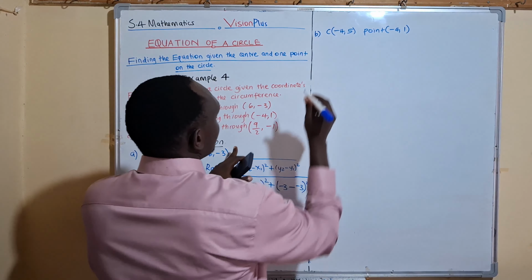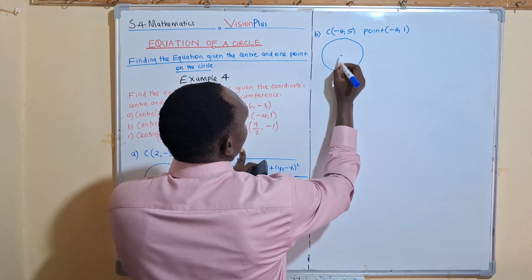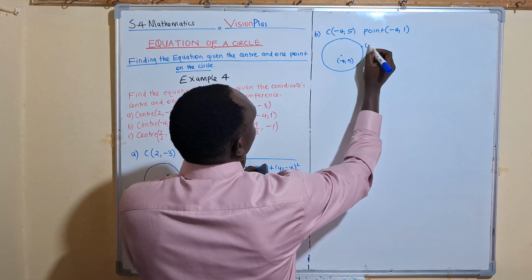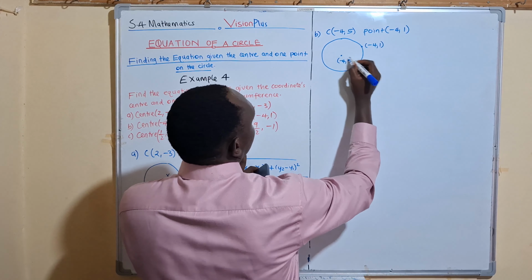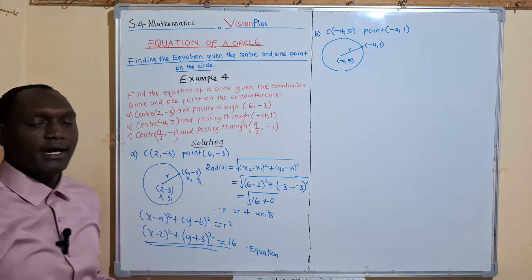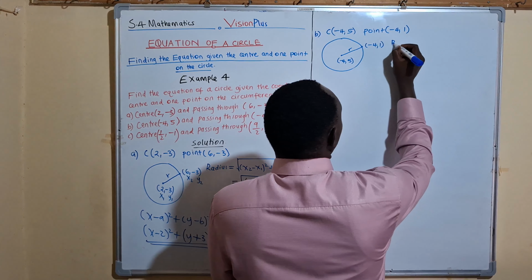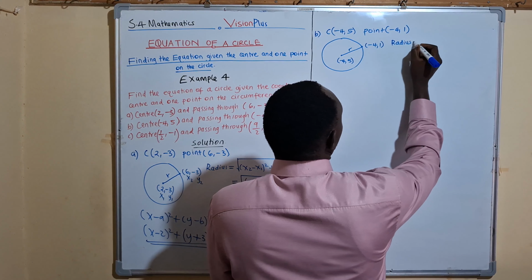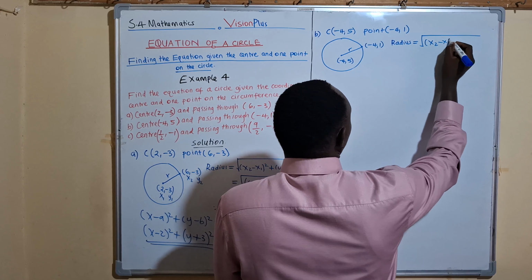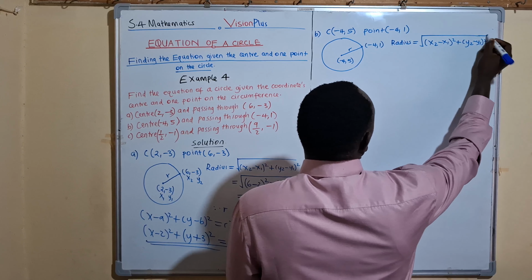So what is the first step? We sketch the circle so that we are guided. This is the center, coordinates (-4, 5), and any point on the circumference, assuming it is there, (-4, 1). So the distance from here to here is what we are calling the radius. And since it is a distance between 2 points, we apply the knowledge from coordinate geometry that the length between any 2 points, in this case the radius, is given by the square root of (x2 minus x1) squared plus (y2 minus y1) squared.